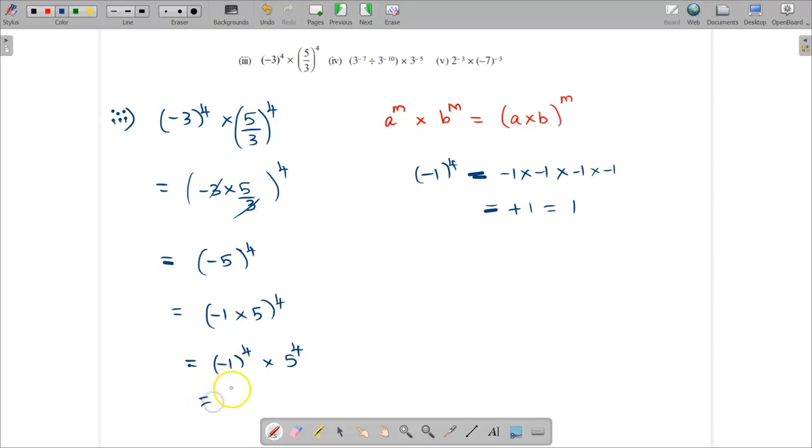So this value is 1 into 5 power 4. 1 into any value is that particular value. So 5 power 4. So either you can simplify like this, or in general, if minus is there and the overall power is 4, which is an even number, we can just write this term as a positive value. We can write 5 power 4 directly also, without calculating, since minus 1 the whole power 4 is going to be a positive value.